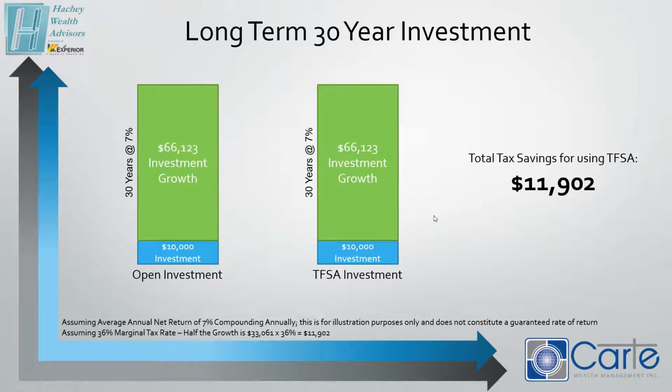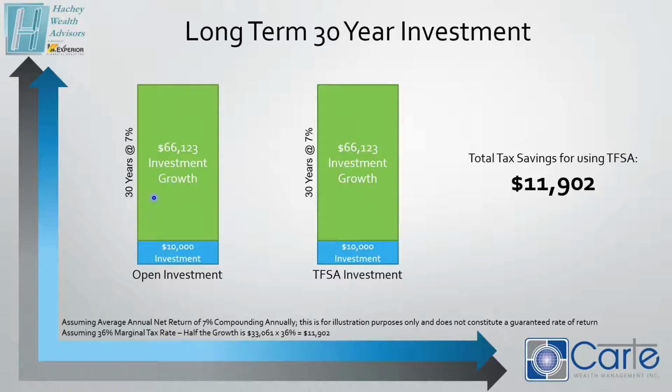Now let's look at a long-term horizon. Let's look at 30 years out. Let's say you put that $10,000 in and just let it sit there and grow with those investments for a 30-year period, and then you take it out. In an open investment situation, if you leave that money invested in those securities for 30 years, you'll almost 6 times or almost 7 times your money in growth. So you'll realize over $66,000 worth of growth at an assumed rate of 7% per year, compounding annually for 30 years. So that's pretty good, right?